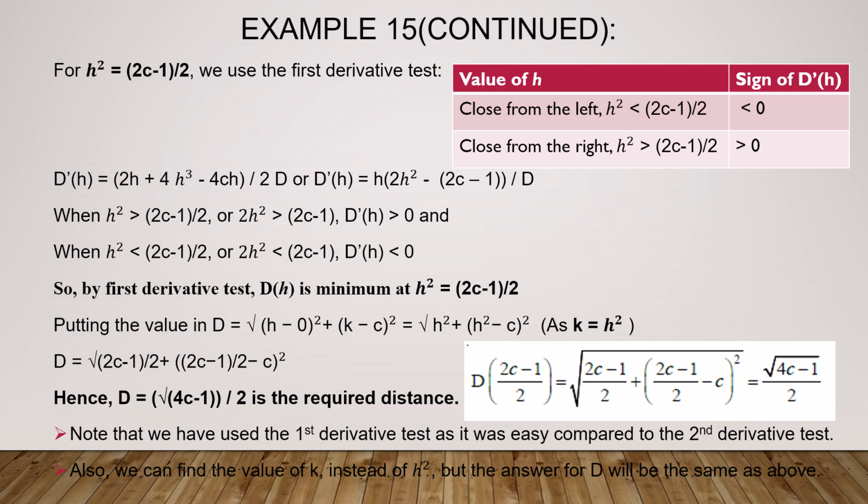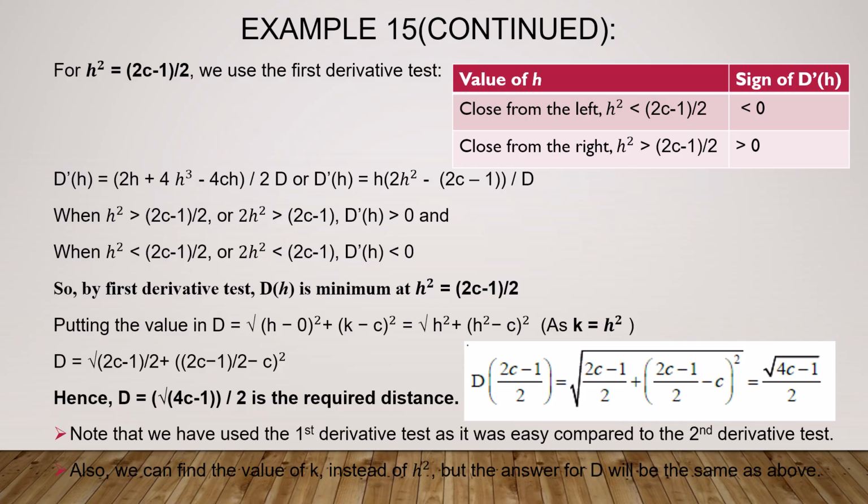Now you put this value in the equation of d to get the minimum distance. When you put h² = (2c − 1)/2, and obviously k = h², you simplify the equation and you get d = √((4c − 1)/2), which is the required distance.